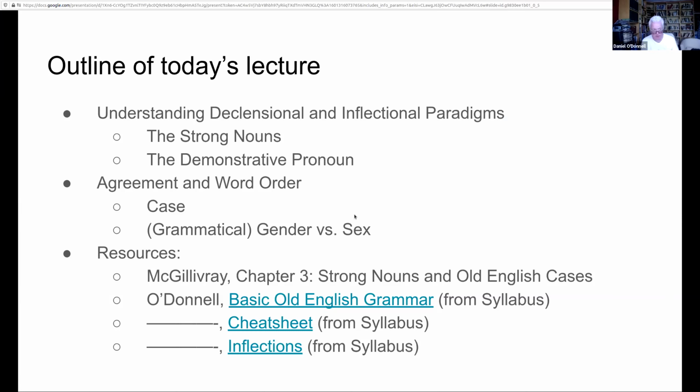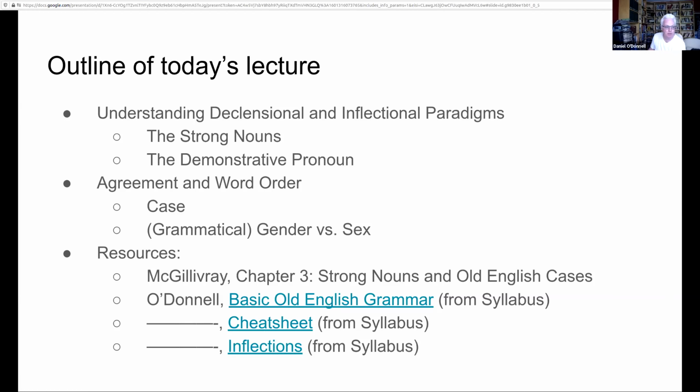As always, I'm going to fill in some background and some context. So I'm going to talk about understanding declensional and inflectional paradigms, looking particularly at English, actually. Then we'll talk about a couple of the cases. Sorry, I shouldn't use that word. A couple of examples, meaning particularly strong nouns and demonstrative pronouns. And then we're going to talk about agreement and word order, case and gender versus sex. And the point here is that this is where English and Old English get quite different.